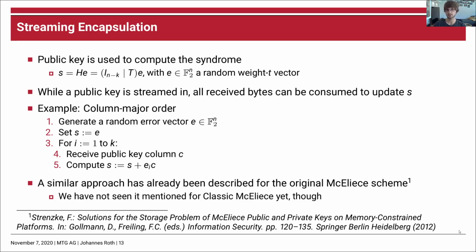A similar approach has already been described for the original McEliece scheme. We have not seen it mentioned for the Classic McEliece scheme yet, but we think it deserves some attention because it is very easy to implement. And for embedded devices, this can enable the use of Classic McEliece in scenarios where it was not possible before. It nearly eliminates all the drawbacks of the very large public key, aside from the network overhead.